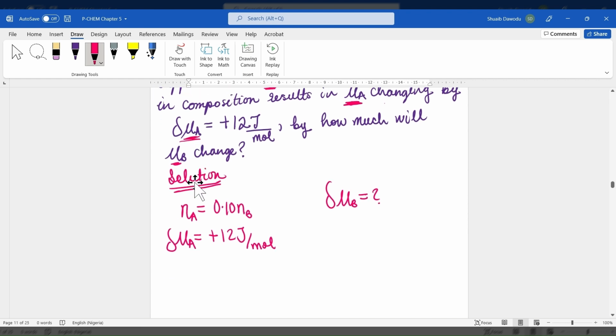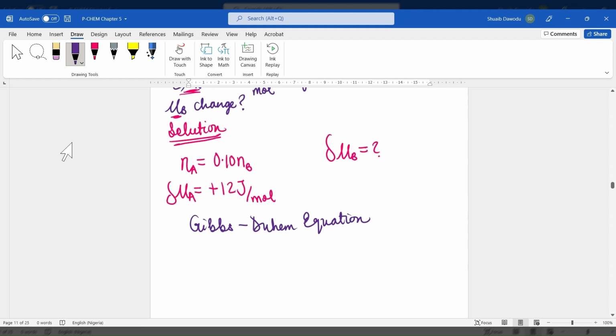Now, in simple mixtures, anytime you have a question where you're given the number of moles and the change in chemical potential, note that you're going to be using the Gibbs-Duhem equation. Again, this is in chapter 5 of your Atkins Physical Chemistry 11th edition textbook. The Gibbs-Duhem equation basically explains that the sum of the product of the number of moles of each component multiplied by the change in chemical potential of that component is equal to 0.